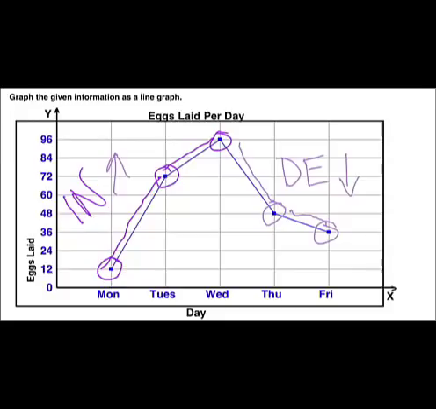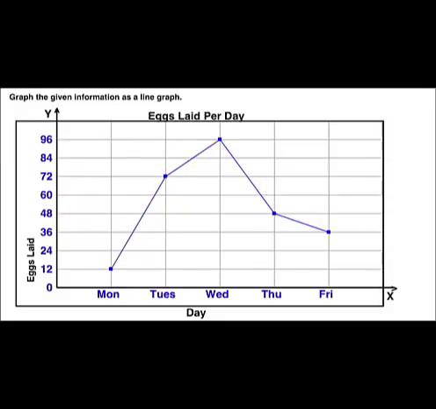Decrease means go down. Now I want you to take a second and tell me which day of the week were the most eggs laid per day. Which day of the week were the most eggs laid per day? If you said Wednesday, you were right. That's the most. Wednesday had 96. The rest of these points are all under Wednesday.